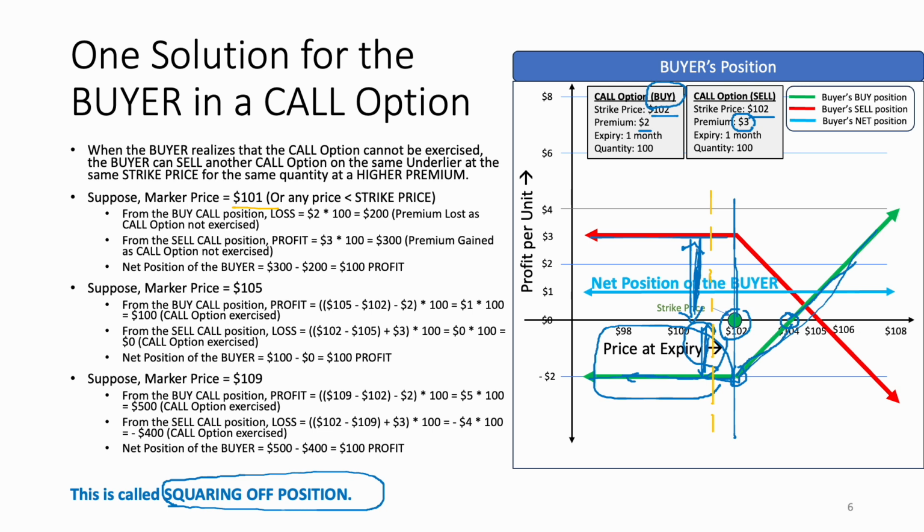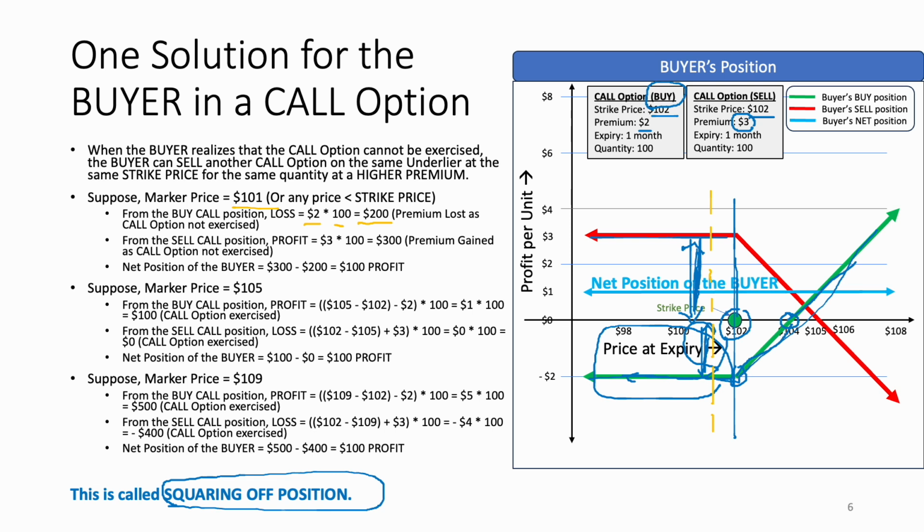Instead, he will pay the premium and come out of the position. Under that circumstance, his loss will be the premium $2 into the quantity 100, that is $200 will be his loss. That is, he has lost the premium as he did not exercise the call option.